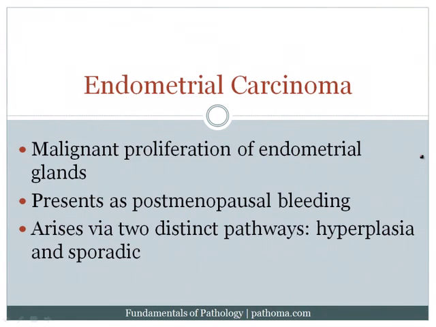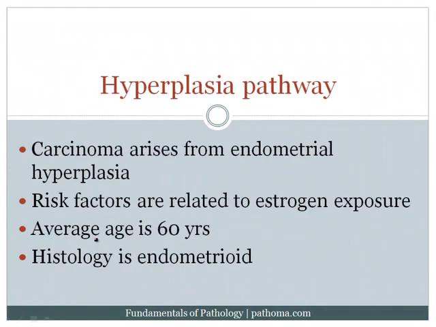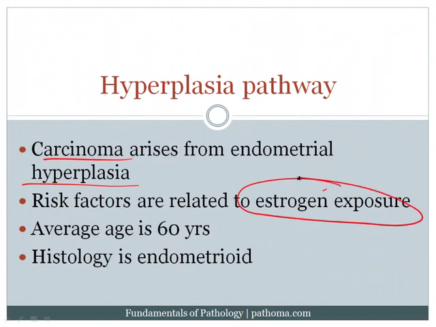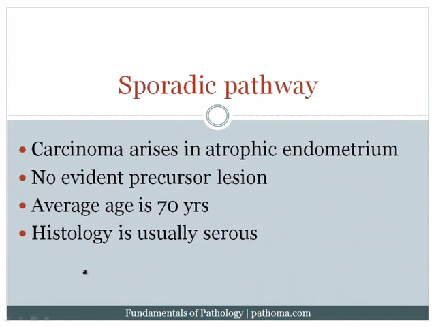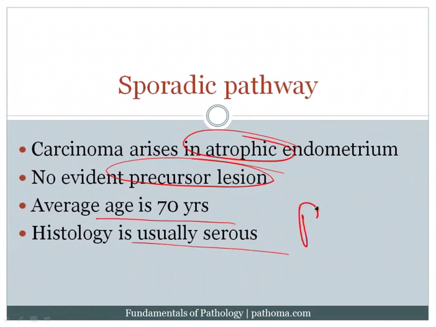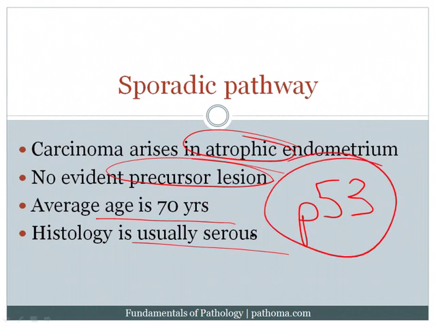Endometrial carcinoma, as I've already stated, is a malignant proliferation of endometrial glands. It's going to present with bleeding, and there's two distinct pathways. In the hyperplastic pathway, you get carcinoma that comes from hyperplasia. The risk factors are all based on estrogen, the average age is about 50, and the histology is endometrioid. In the sporadic pathway, you have an atrophic endometrium with no evident precursor lesion, and the average age is about 70. The histology, of course, will be serous. And if I'd add one more thing here, which is in your book, but I haven't written here on the slides, p53. This pathway is driven by p53.